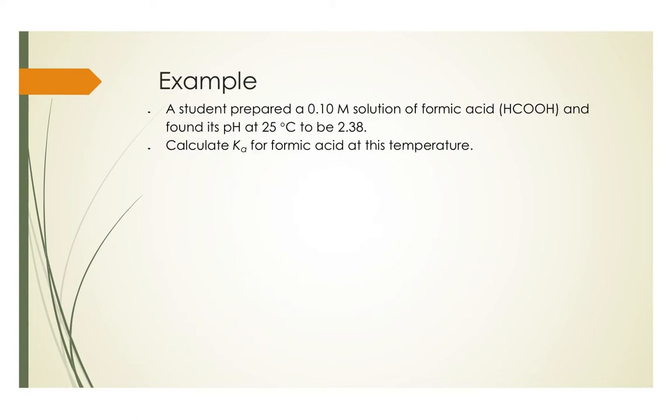All right, so here we go. A student prepared a 0.10 molar solution of formic acid and found its pH at 25 degrees Celsius to be 2.38. Calculate the Ka for formic acid at this temperature. All right, so let's put in our RICE table. We have HCOOH going to H3O plus and HCOO minus. Or we could just say H plus here as well. It doesn't really make a difference.